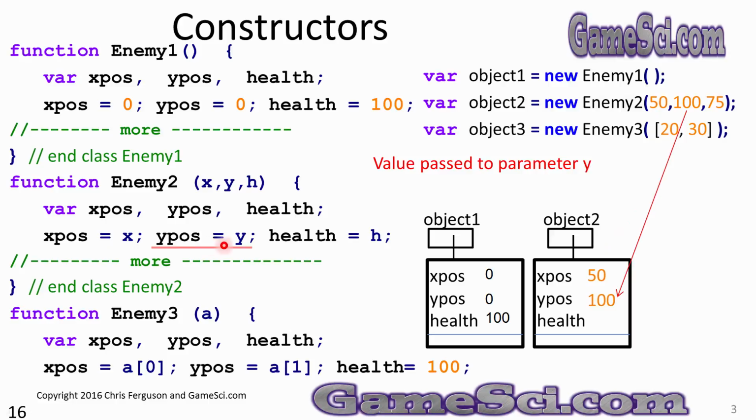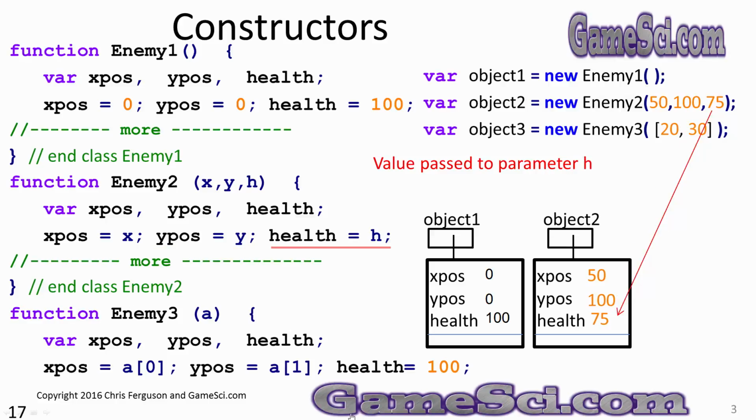Y position equals y. Again, the user provided 100 as the second argument. The second argument got assigned to the second parameter. So the 100 coming from the y variable got assigned to y position. But it's because of this second parameter that that 100 shows up.